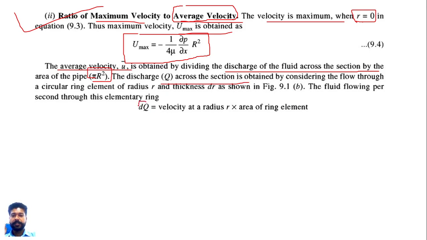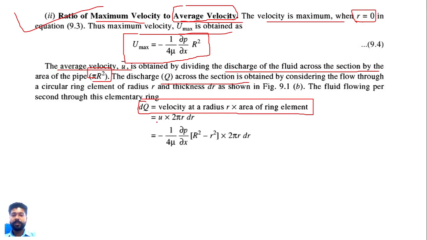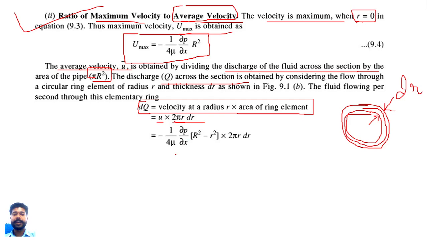The discharge is known as dq, that is the velocity into area. q is the velocity at radius r and the area of the ring element. The velocity at radius r is u, and the area of the ring element is 2 pi r into dr. Over here you can see this is your 2 pi r and the thickness of this ring element is dr. So the area of the ring element is 2 pi r into dr.